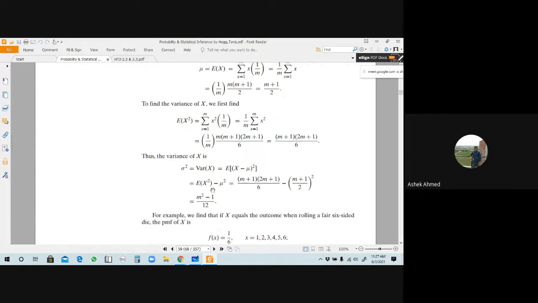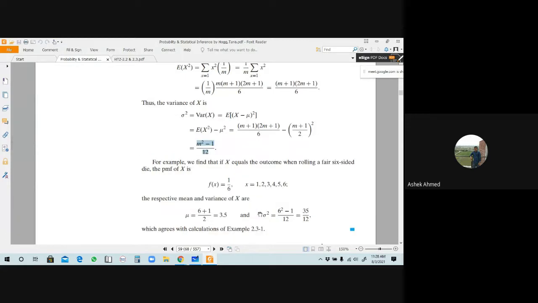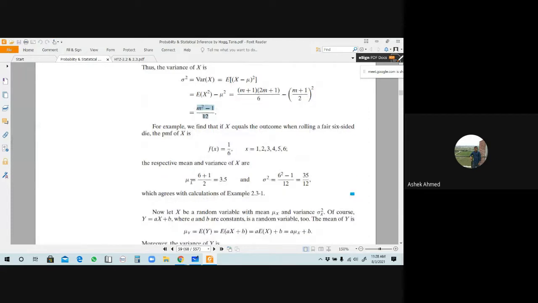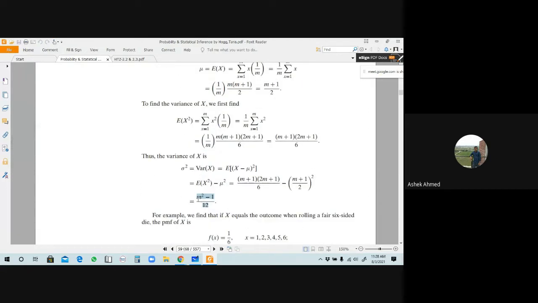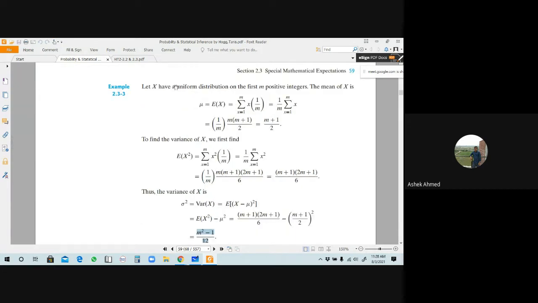And the variance, this is sigma square, is the expectation of x minus mu whole square. This is the expectation of x square minus mu square. So our result will be m square minus 1 divided by 12. This is the value of variance. So if we have an m-sided particle, the variance formula will be m square minus 1 over 12, and the mean will be m plus 1 over 2 here.